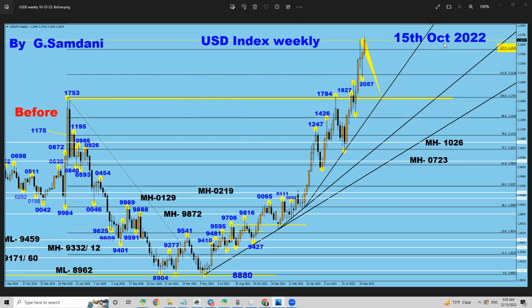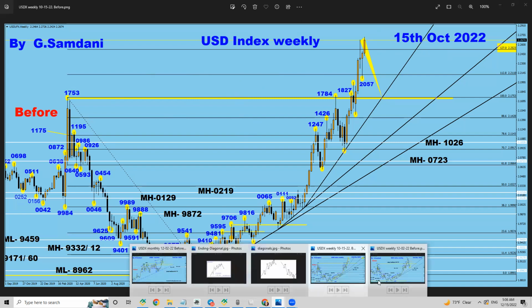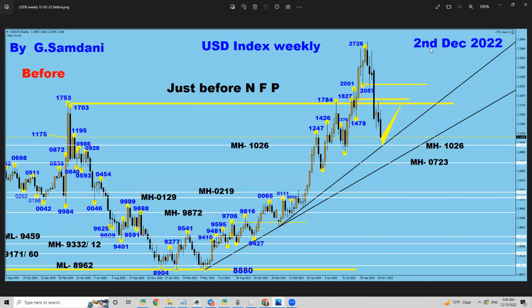On 15th October, this is where the price was, the US dollar index. So I said, okay, it's not going to go up more than that. It's going to drop from there, and it did. And what happened to this chart after a little while is this. On the 2nd December, it came straight down from there, all the way. And it was just above this when I made this chart, saying okay, this is the area somewhere here. It's going to make the turn.